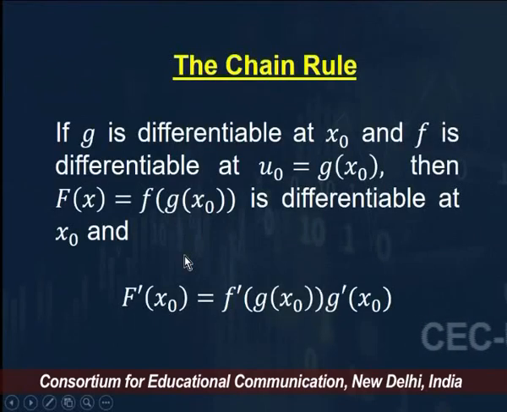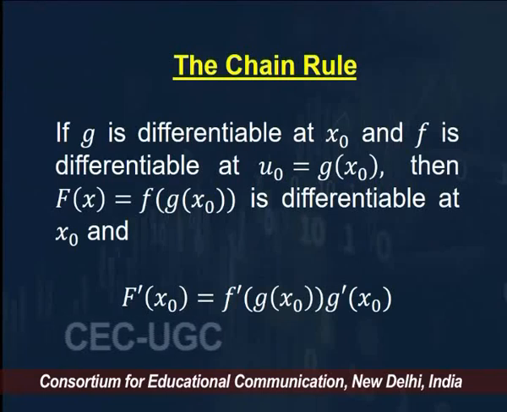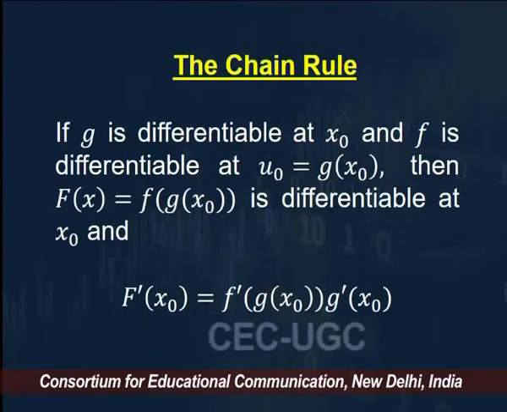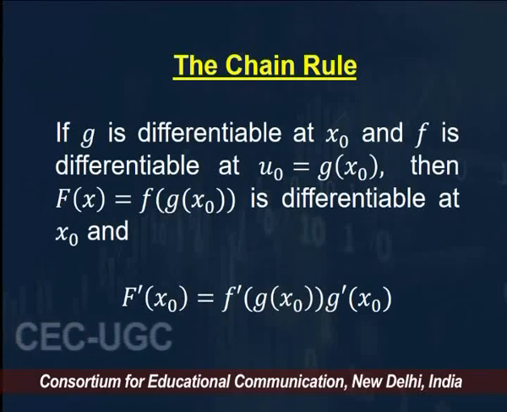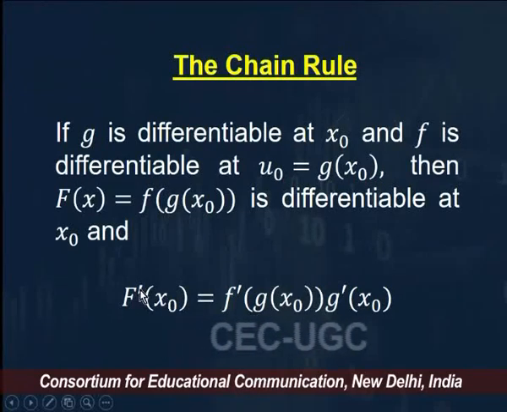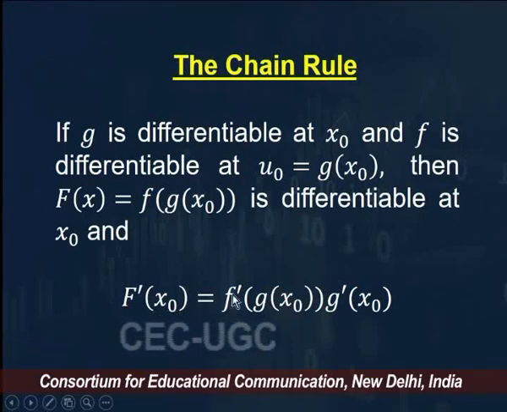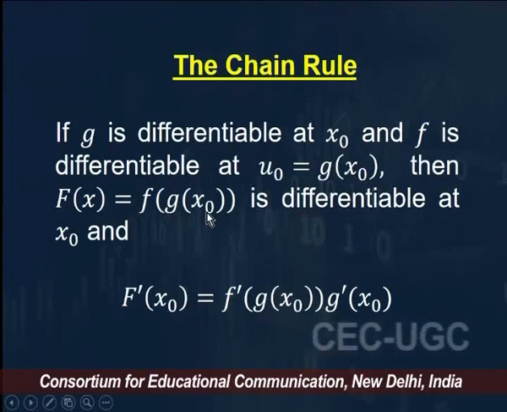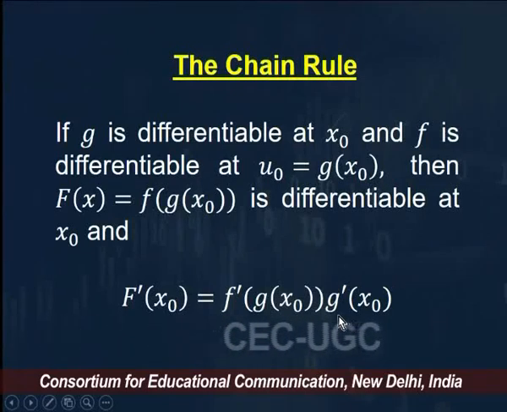Now, the chain rule is stated as follows with this kind of notation. If the function g is differentiable at x naught and f is differentiable at u naught equal to g of x naught, then we can say that f of g of x naught is also differentiable at x naught, and the derivative, we are writing f of g of x as capital F of x, so capital F prime of x naught is given as f prime of g of x naught times g prime of x naught. So f prime evaluated at g of x naught and g prime evaluated at x naught.